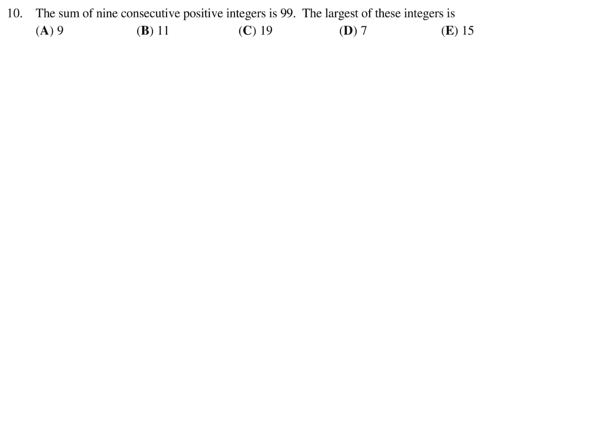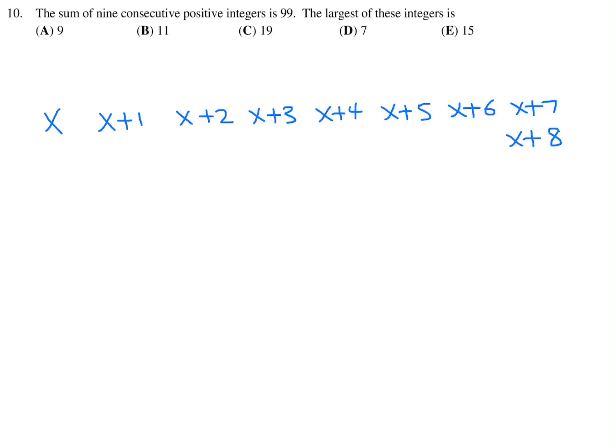Number 10, the sum of 9 consecutive positive integers is 99. The largest of these integers is? Well, 9 consecutive positive integers will be written as x plus 1, x plus 2, x plus 3, x plus 4, x plus 5, x plus 6, x plus 7, and x plus 8. And you have to add all of these. And when you add them all up, they're saying that the sum is 99.